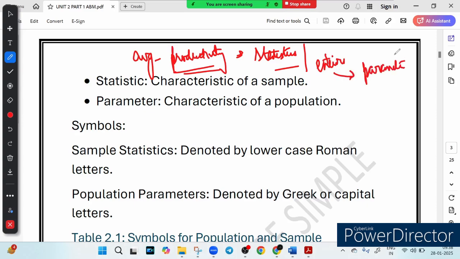So understanding population and sample is like building the foundation of a strong statistical mindset. Master this and you are already one step closer to nailing your CIB ABM examination, right? I hope you enjoyed this simplified explanation.